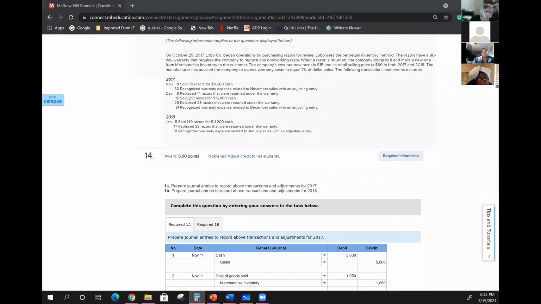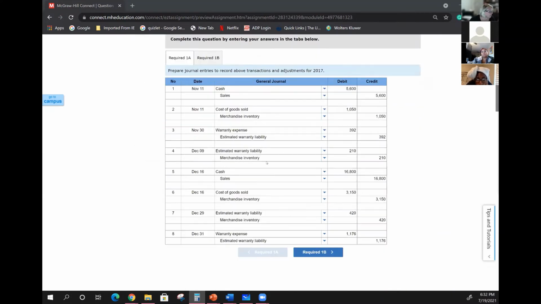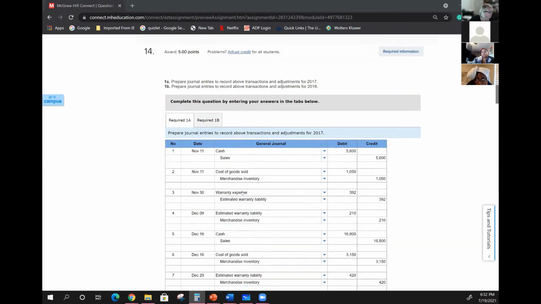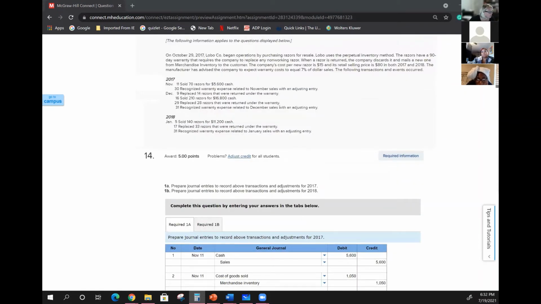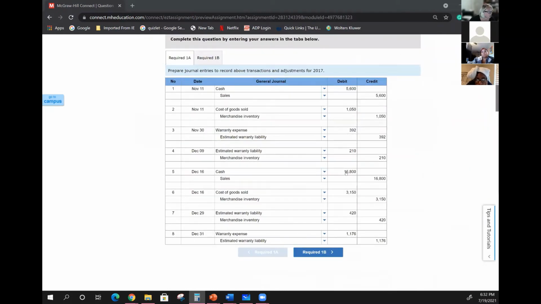December 16th, I sold 210,000 razors for 16,800 cash. So I received my cash, I got my sales. My cost of goods, I'm taking that 210 razors and multiplying it by $15 to come up with my cost. So my cost is $31.50. I'm relieving my inventory, so I'm crediting merchandise inventory for $31.50.